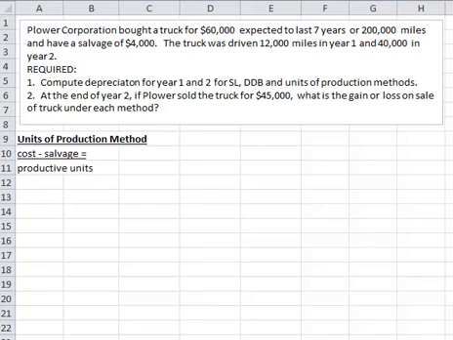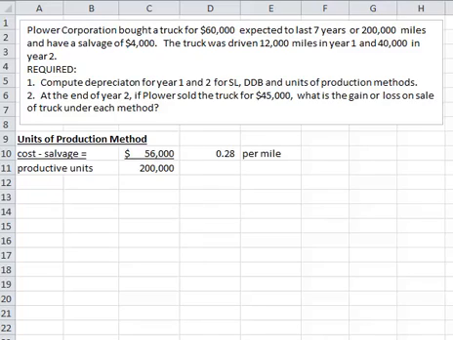So let's calculate year 1. So the numerator again is the cost minus the salvage, $56,000, and the denominator is the number of miles in the life of the truck. So we get 28 cents per mile, and so we now use that per mile depreciation cost and come up with the calculation of depreciation expense for year 1 and year 2.